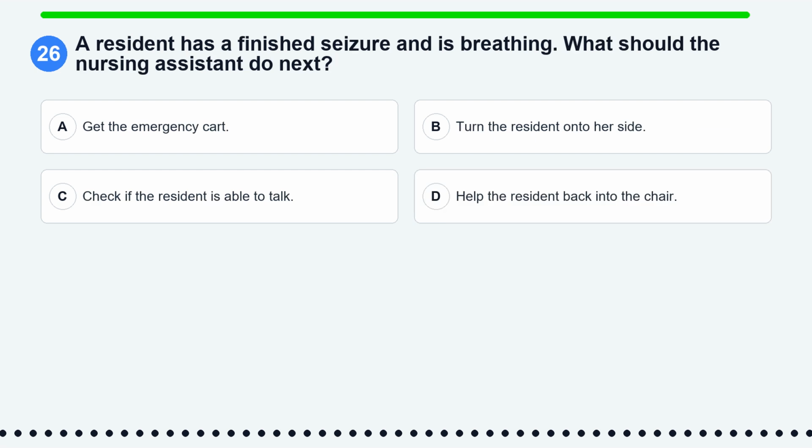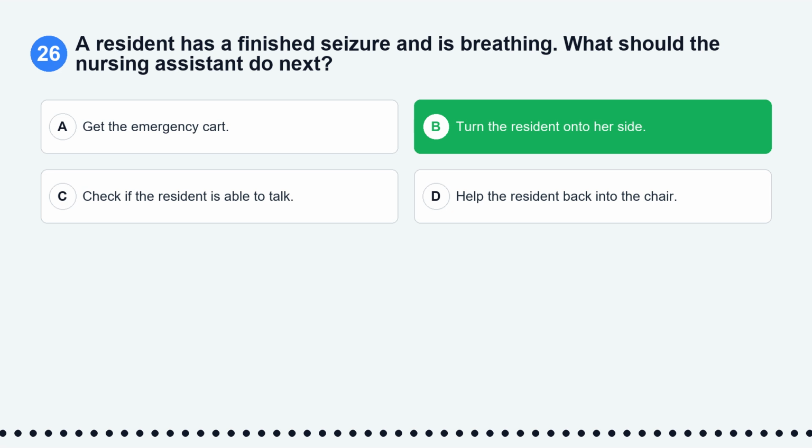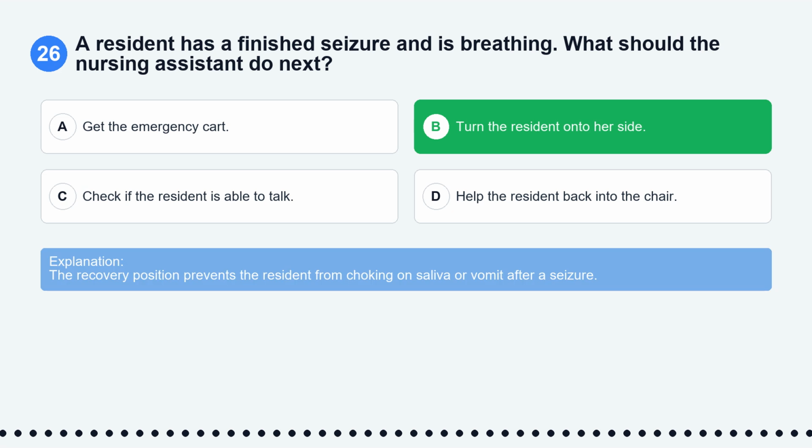Question 26. A resident has a finished seizure and is breathing. What should the nursing assistant do next? Option A, get the emergency cart. Option B, turn the resident onto her side. Option C, check if the resident is able to talk. Option D, help the resident back into the chair. The correct answer is option B, turn the resident onto her side. The recovery position prevents the resident from choking on saliva or vomit after a seizure.